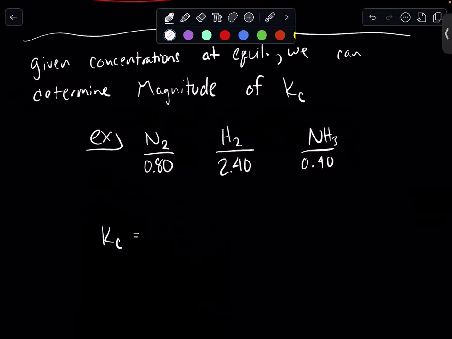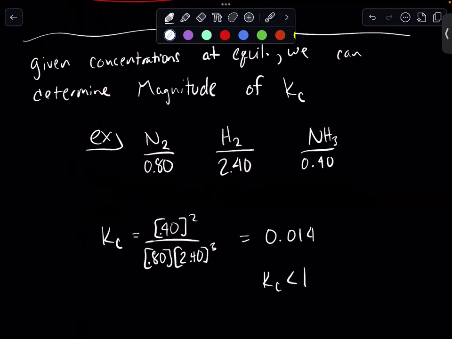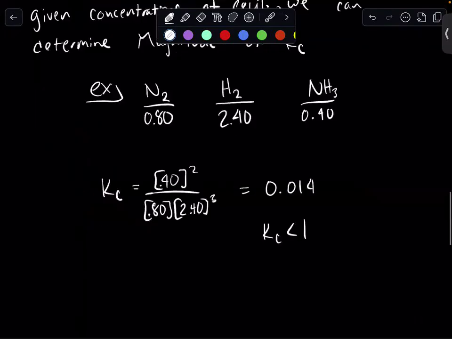Kc is equal to 0.40 raised to the 2nd power divided by 0.80 times 2.40 raised to the third power, which gives us a value of 0.014. In this case, we find that this value is less than 1. Our Kc is less than 1. The value is small.